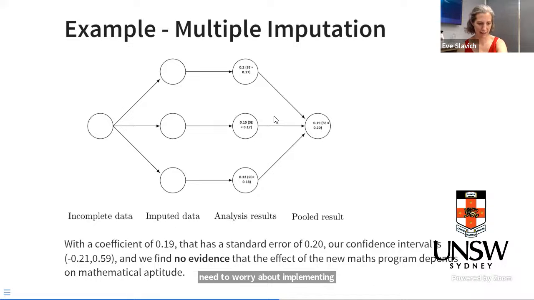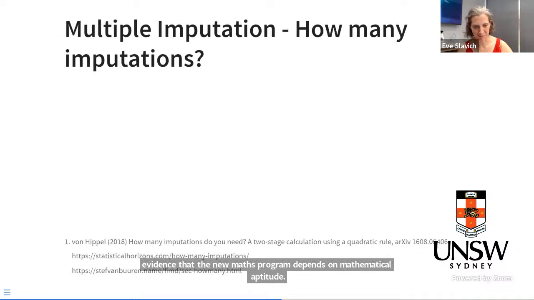And here I just want to round off that example to show we got this coefficient of 0.19. The variance of that pooled coefficient was 0.2. So we don't find any evidence that the new maths program depends on mathematical aptitude. It just works for everyone.